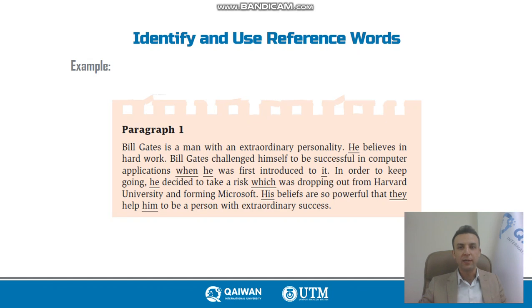Or we say Bill Gates challenged himself to be successful in computer applications when he was first introduced to it. You see, in this sentence we have three words that refer to things or people. When is cataphoric referencing because we have not mentioned the time before that, and then we realize that by when we mean the time that he was first introduced to computers. So that is why we say when is a cataphoric referencing. But he is anaphoric because it refers to Bill Gates that has already been mentioned, and it is also anaphoric. Then you can read the rest of the paragraph for yourself and analyze the type of referencing that we have here.